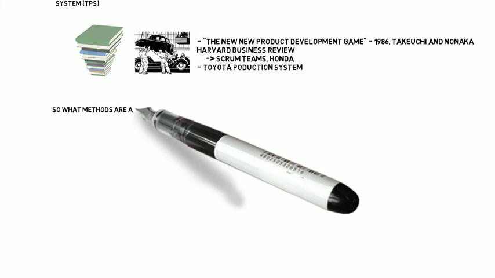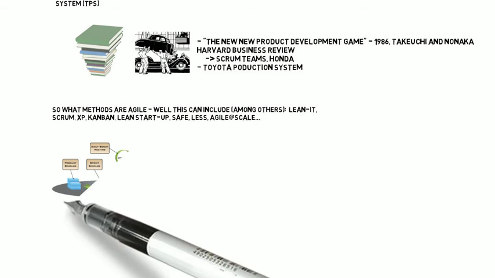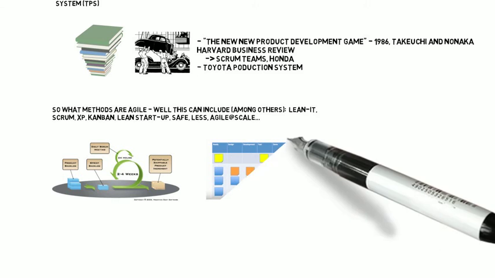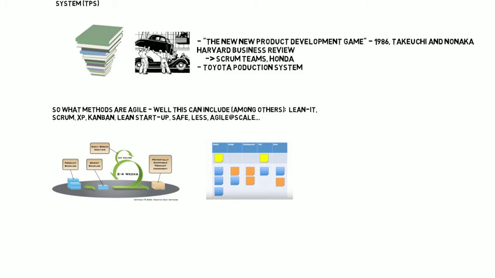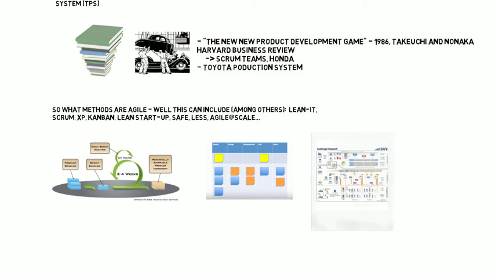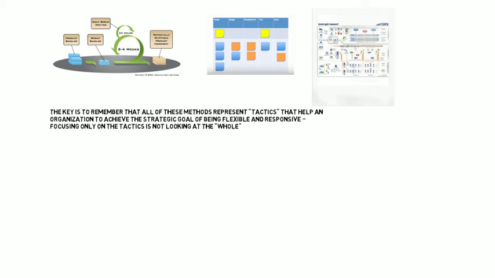Now, what methods are Agile? Among other methods, this can include Lean IT, Scrum, which is a very well-known and popular one, XP, which is extreme programming, Kanban, and Lean startup methods, which is basically Agile for business. It also includes SAFe, which is a scaling approach, and LeSS, which is another scaling approach, Agile at scale. Many different approaches can fall under that umbrella. Some people debate which ones they are, but they would align with the principles we just talked about.